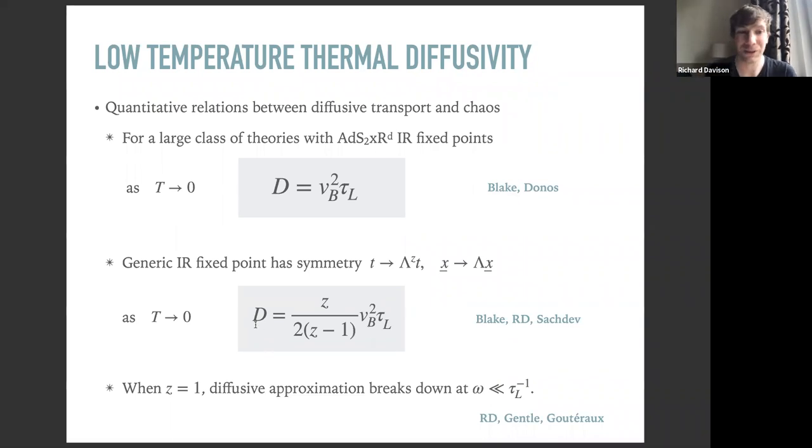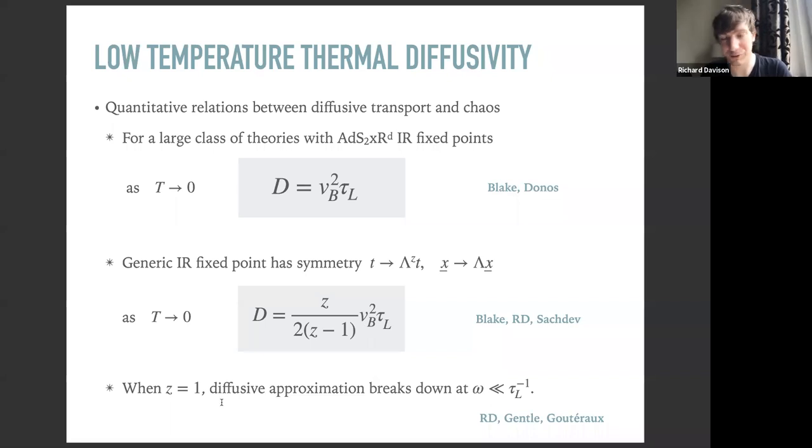So when z equals 1, the diffusivity is no longer set by v_B squared tau_L, but instead it's parametrically larger, as you can see from this equation. And in the context of what I discussed before, the reason for this is just that we know for theories with z equals 1, the diffusive approximation to hydrodynamics breaks down at energies much, much smaller than the temperature. So there's some other quasi-normal modes much closer to the origin; its distance to the origin is much smaller than the temperature. So the diffusive approximation to hydrodynamics definitely does not apply near the special point in Fourier space. And so in those cases, the diffusivity is not related to v_B squared tau_L anymore.